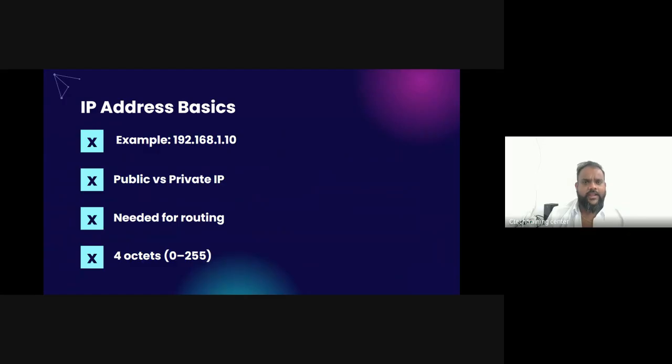An example is 192.168.1.10. There are two different sets of IP addresses. One is called a public address, one is called a private address. And you need an IP address for routing. There are 4 octets, which I'll show you in a little bit when I do the live demo of it. Okay, we'll go through some troubleshooting steps as well.